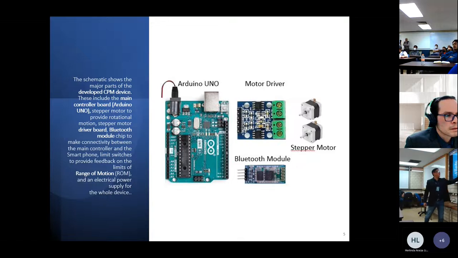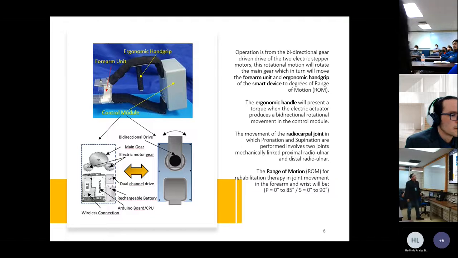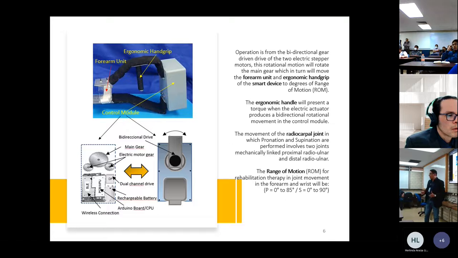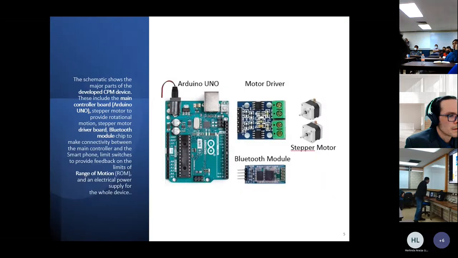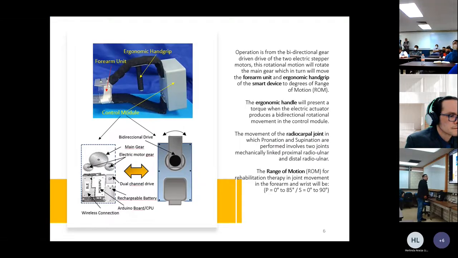We employed an Arduino, motor drivers, and stepper motors. The system is a very mechanical device. It consists of a control module. This unit is put in the hand. This is the mechanical part. This is in this watch. This is the electronic device, for example, this one and this one. And we also have the motors.